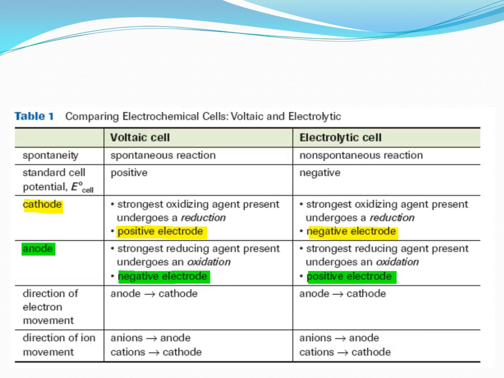This table from your textbook summarizes the similarities and differences between voltaic and electrolytic cells. The similarities include that the electrons still move from anode to cathode, and anions move to the anode, and cations move to the cathode. The differences have to do with the spontaneity of the reaction and the cell potential. A voltaic cell's cathode is positive, while the cathode in an electrolytic cell is negative. A voltaic cell's anode is a negative electrode, while the anode in an electrolytic cell is positive.